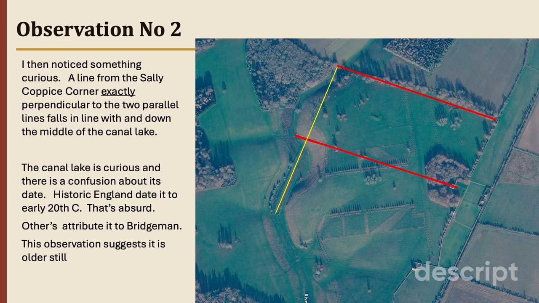It could be coincidence or it could be a design. The canal lake is quite interesting. Historic England have dated the canal there to early 20th century for some unknown agricultural purpose. That's frankly absurd, and I'm going to show you why that's absurd. Other people attribute it to Bridgman, but this observation suggests it could be older still and could be dated to the time that the parkland was first enclosed in 1620.